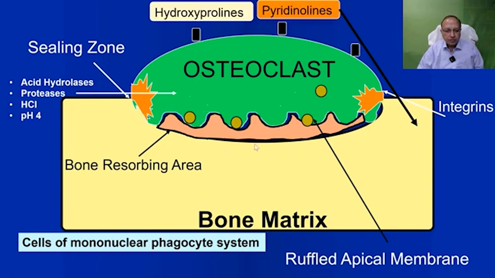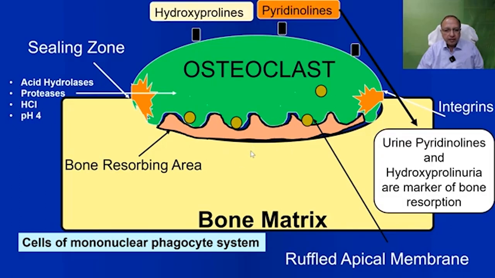And due to the bone resorption, there will be substances that are eroded. For example, the hydroxyprolines and the pyridinolines are produced, and they then go to the blood. And the applied part is that urine pyridinolines and hydroxyprolinuria are markers of bone resorption, and they can be measured.